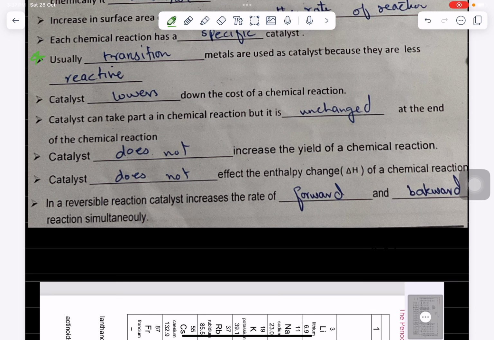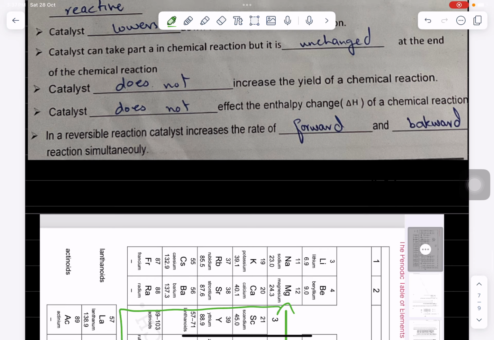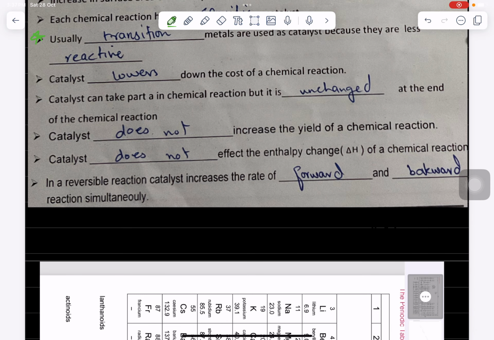Catalyst can take part in a chemical reaction, but it is unchanged at the end of the chemical reaction. I have already explained this point before, some of these points, okay?